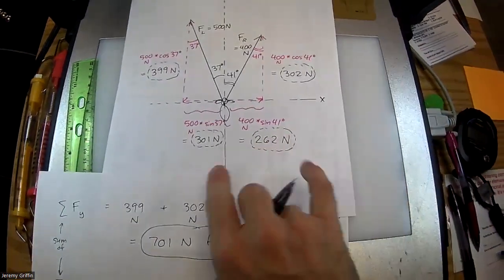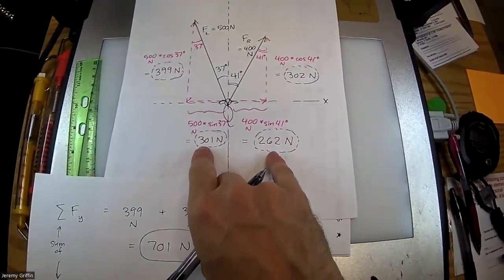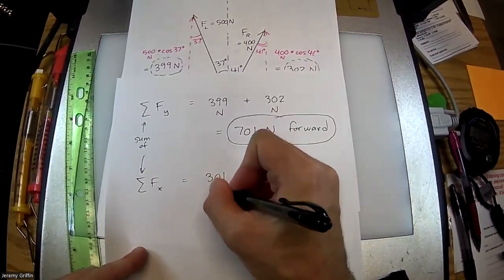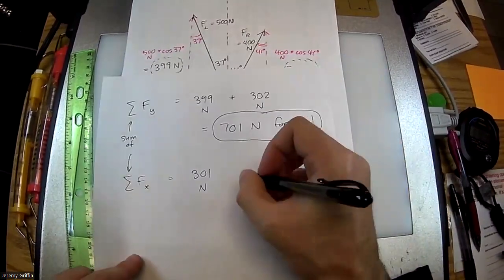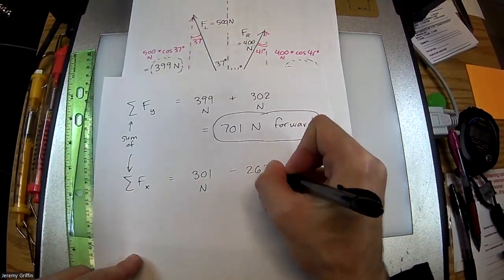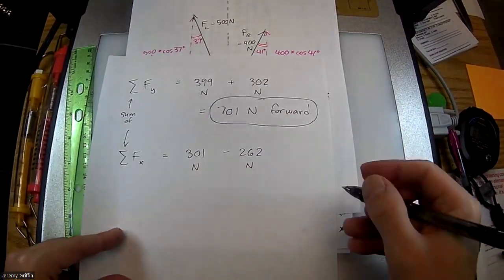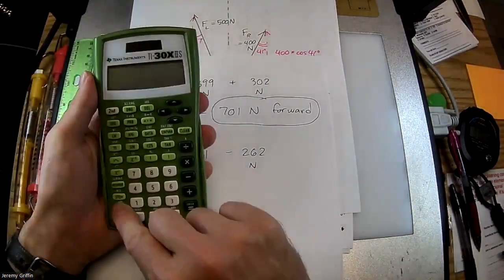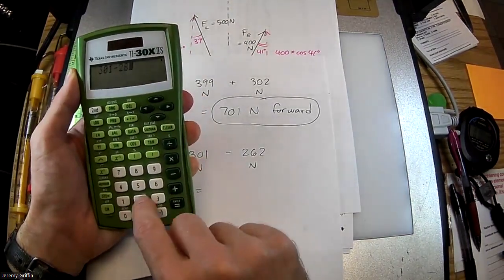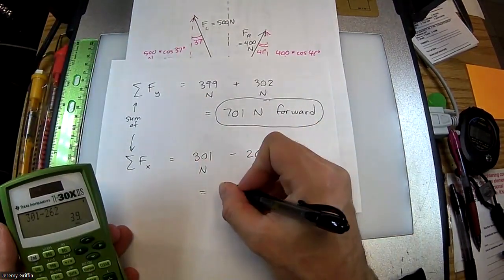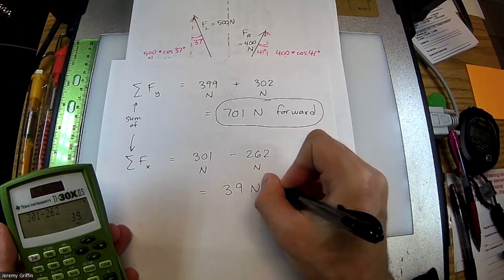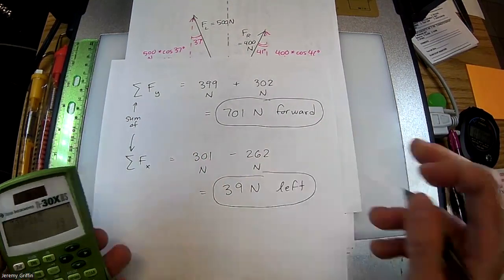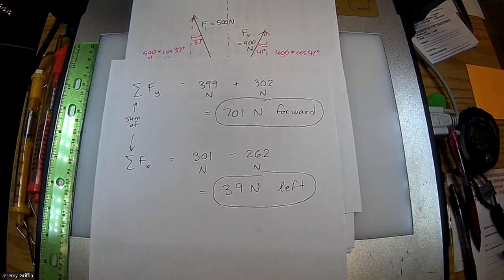And what is the sum of forces in the x direction? Well, maybe I have to throw a negative sign on one of these. So let's go 301 newtons to the left minus 262 newtons to the right. I should mental math that. 39 newtons, that looks about right. 39 newtons to the left overall. You guys see that? 39 newtons to the left.